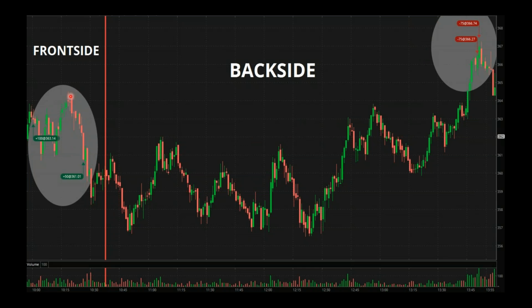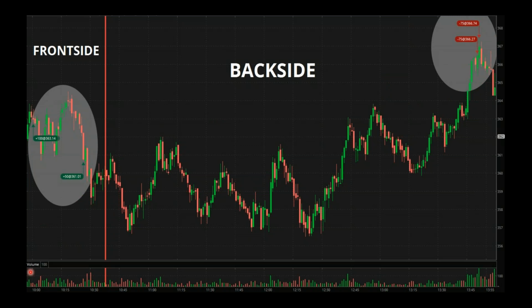So just keep in mind, this is the front side. I slowly scale in. This is the back side where I slowly scale out. So you need to ask yourself, what is your thesis? This is my front side. What is my thesis that I'm trying to slowly scale into? What am I looking for?